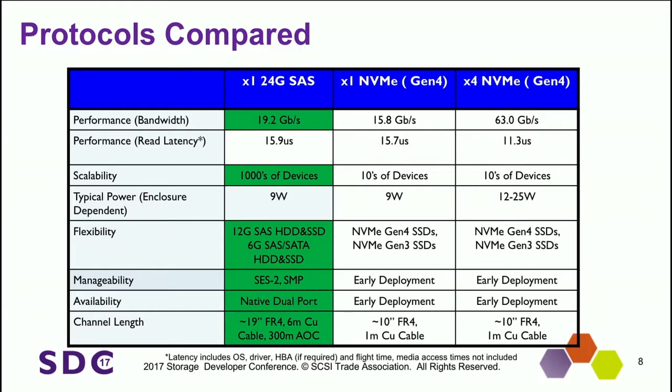And again, cable lengths are different. For example, SAS can go 6 meters. You get about 1 meter as a spec for NVMe Gen 4. And for active optical cables, those are available up to about 300 meters for SAS, where you don't have the equivalent for NVMe at this point in time. So depending on the system requirements, configuration it's going to be doing, there's a lot of flexibility for SAS.